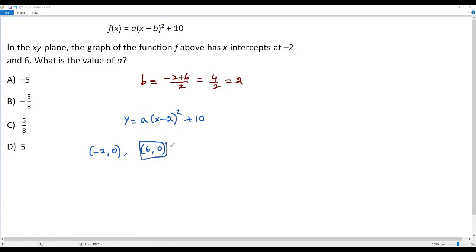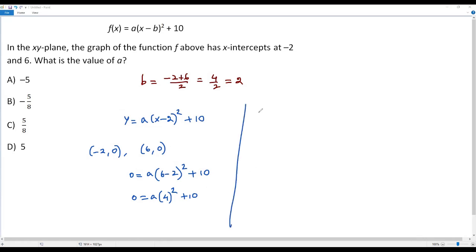Let me use the second point. Whatever point I use, I'll get the same result. I plug in 6 for x and 0 for y. Then I get 0 = a(6 − 2)² + 10. 6 − 2 is 4, so 0 = a(4)² + 10. Continuing, 4 squared is 16, so 0 = 16a + 10.